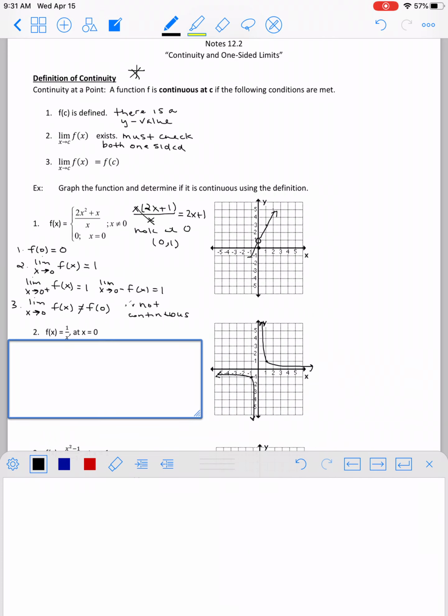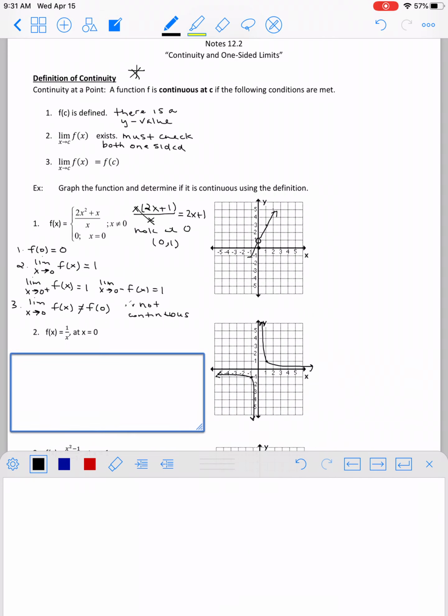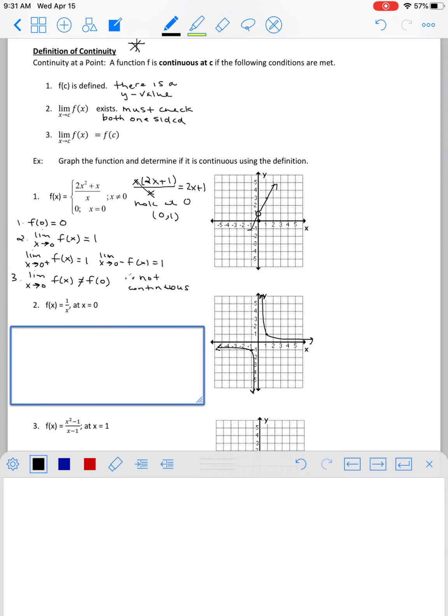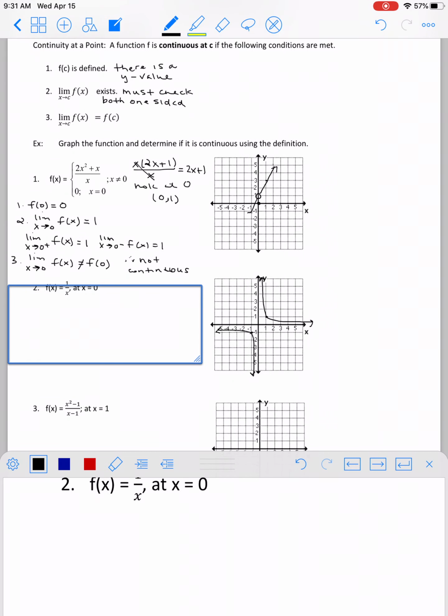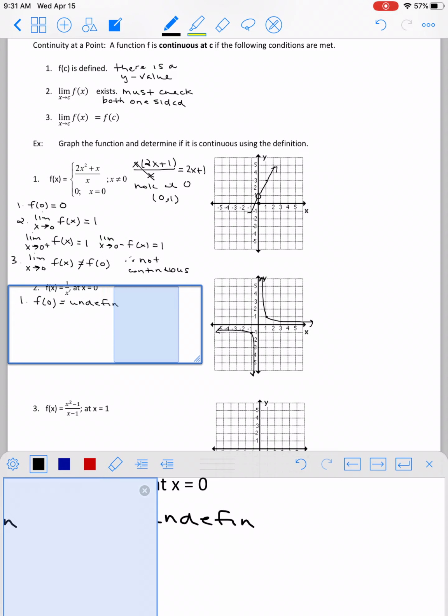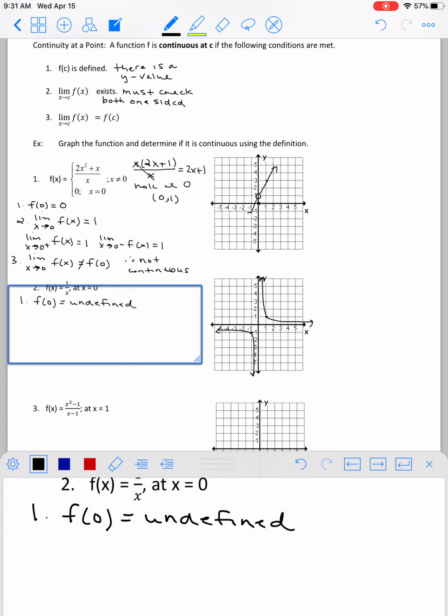So now we're ready to start looking at limit conditions. So the first condition, my first condition is tell me the function value at 0. Well, at this point, my function value at 0 would be undefined, because as I look at my graph, there are no points. It's a vertical asymptote, so it's undefined. Once one of the conditions isn't met, we can say therefore not continuous, and then that one would be done.